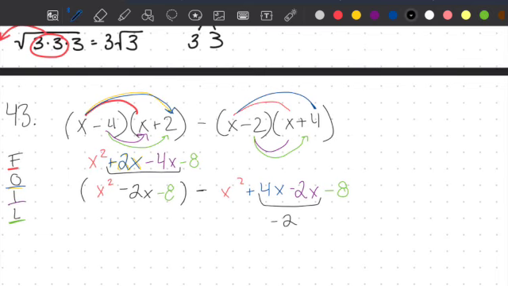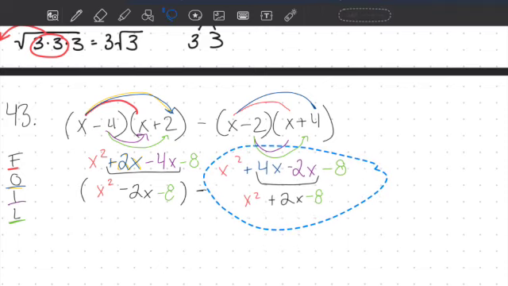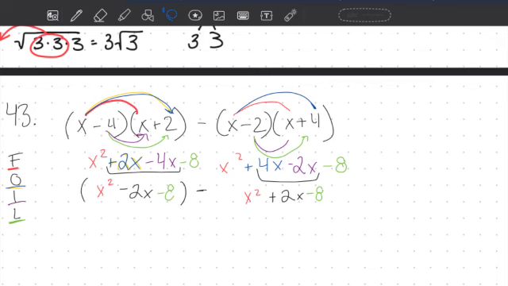That's positive 2x minus 8, plus x squared. Okay, so that's our FOIL method. Does everyone remember that? Okay.